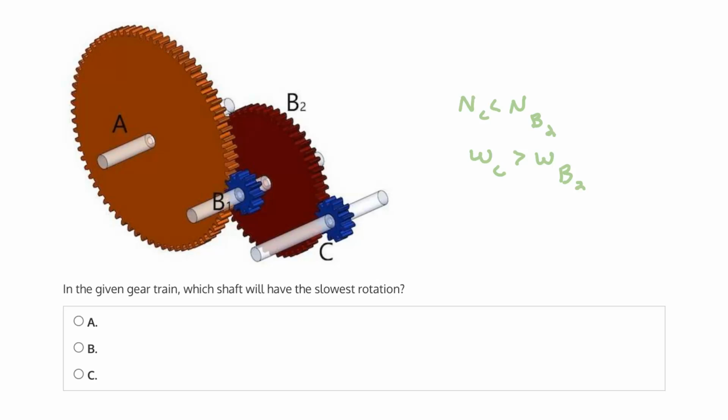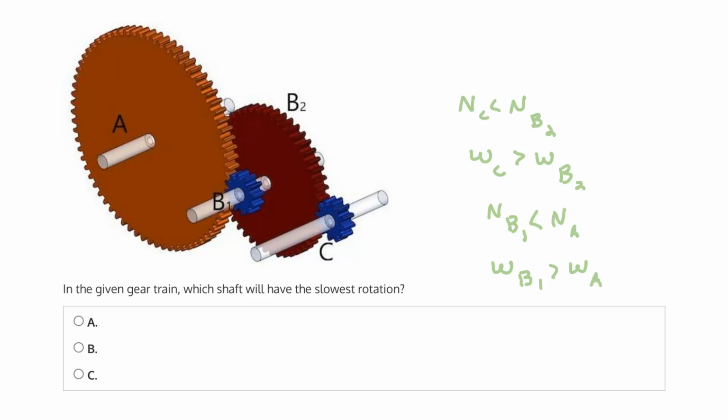So C rotates B2, and B2 rotates shaft B, and therefore also gear B1. Now, gear B1 will rotate gear A, and therefore shaft A. But again, the number of teeth of gear B1 is less than the number of teeth of gear A, and therefore the rotational speed of gear B1 will be greater than the rotational speed of gear A.